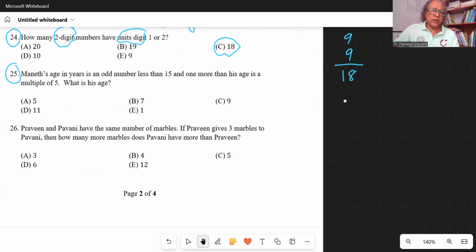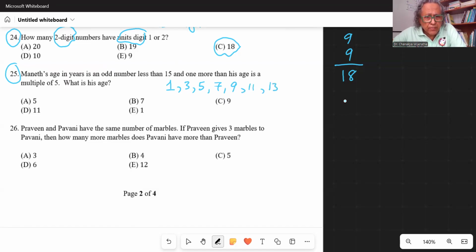Manit's age in years is an odd number less than 15, and 1 more than his age is a multiple of 5. What is his age? This is not that hard. We know the odd numbers less than 15. Now, how many are there? Look at the even number next to 15, bigger than 15, which is 16. Half of them are odd numbers, so there are 8 odd numbers. Let's say 1, 3, 5, 7, 9, 11, 13.